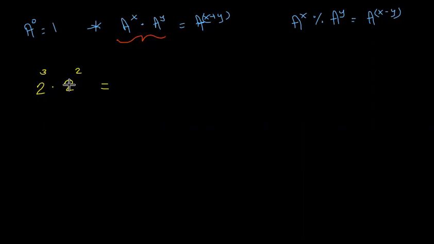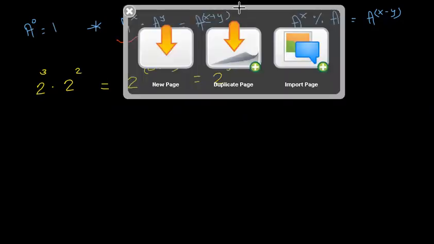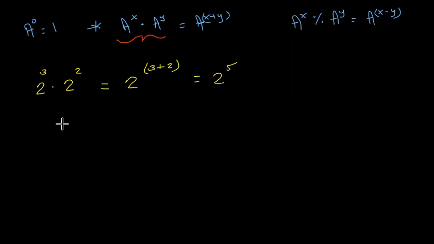According to my law, I'm going to have 2, and then we add the exponents. 3 plus 2 gives 2 to the 5th power. We're going to do this a couple ways, just to make sure this is correct. The first way we're going to check is to see what 2 to the 3rd is equal to, and what 2 squared is equal to, and then multiply them by each other and see if we get whatever 2 to the 5th is equal to.